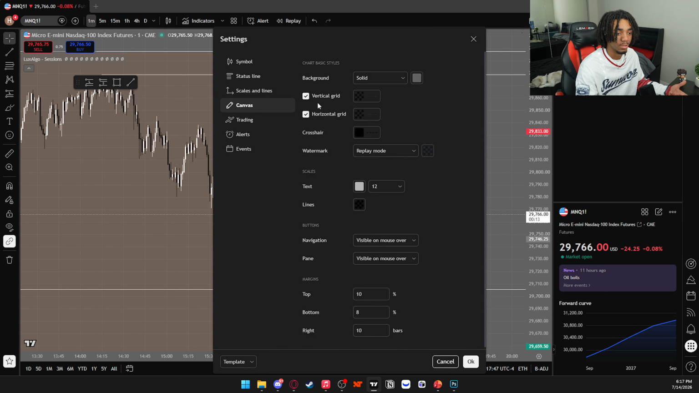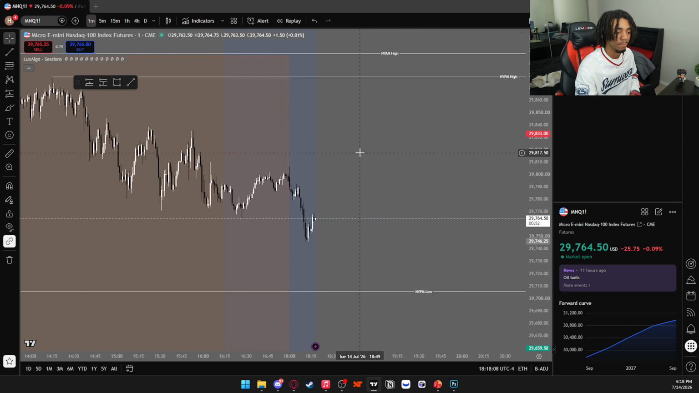And then you can also go to your canvas and get rid of any grid lines, and you can take off the watermark. Usually there's a watermark that plays, but I have it only in replay mode. You can get rid of that as well. And you can also change your crosshair color, which is the black line where my cursor is going left and right, up and down.